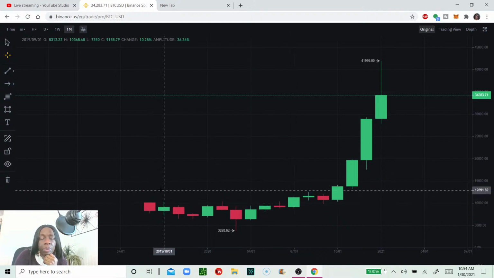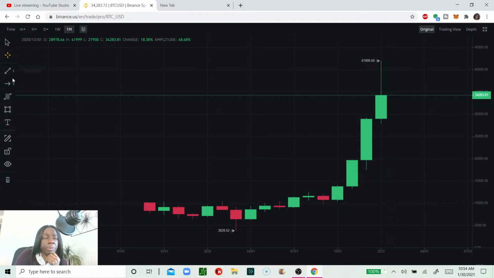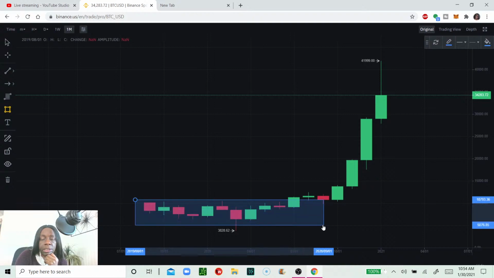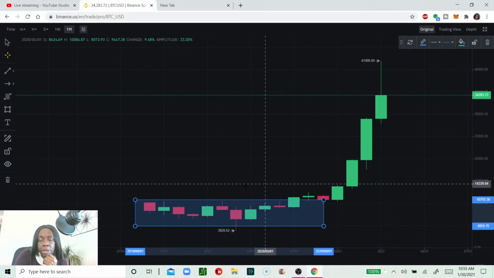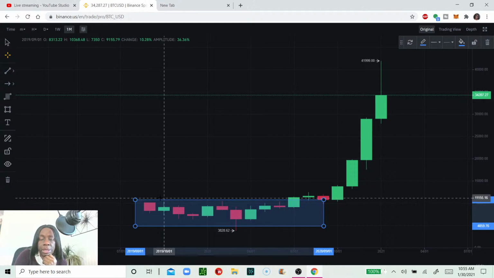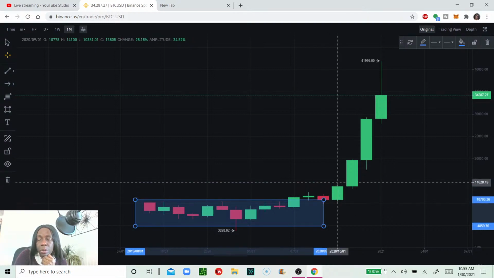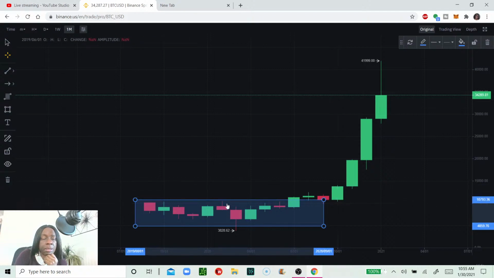But you can see over that period of time, August to October, the price was just hanging at about 10,000. It wasn't doing much. It was going up, it was going down. And then just look what happened all of a sudden. From October, we started having some movement. Now this sleeping giant, as I want to call it, has been in consolidation for like 2 years.